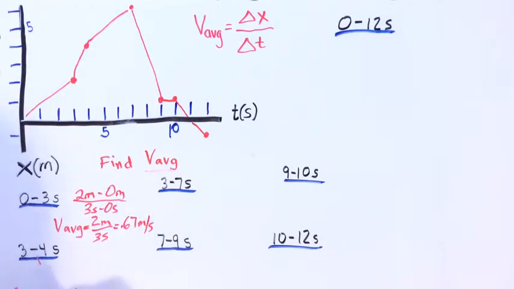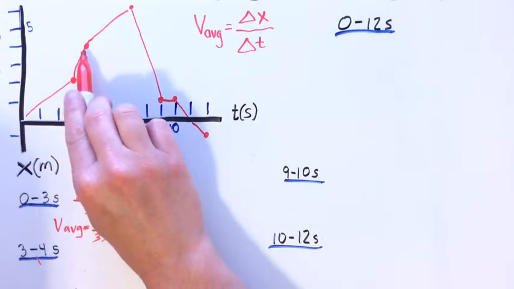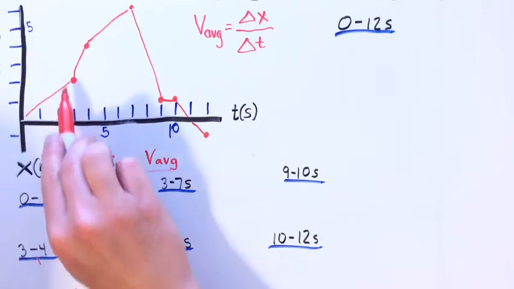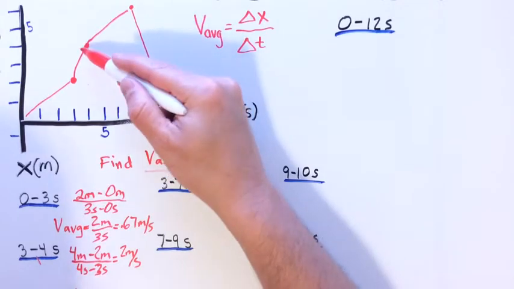All right, let's try this one here. This time we are going to go to 4 seconds. So at 4 seconds, the position is 4 meters, minus the value at 3 seconds, which is 2 meters, all divided by 4 seconds minus 3 seconds. And this is going to be equal to 4 minus 2, which is 2 meters. And we got just 1 second left. So that's 2 meters per second. That is the average velocity right here.